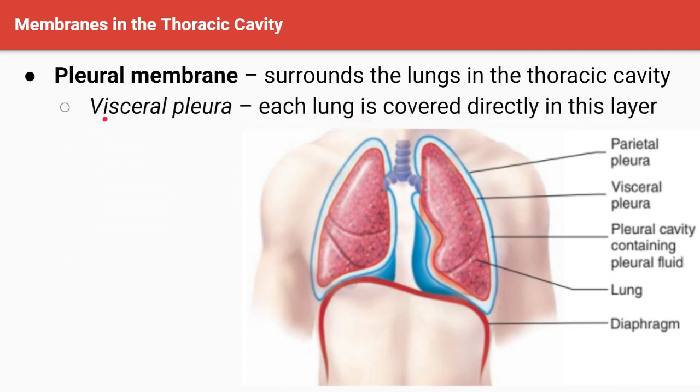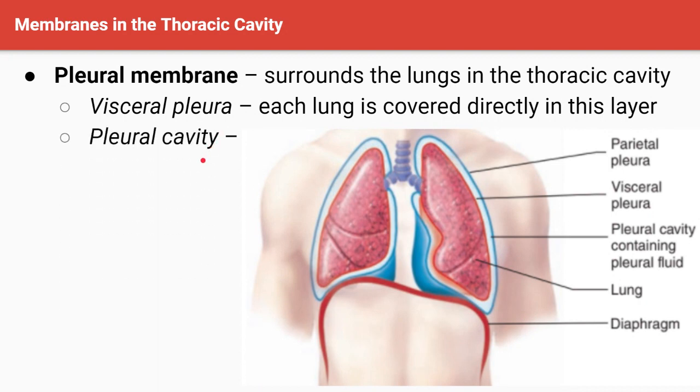So again, think of the vocabulary. I have a visceral pleural membrane. Visceral pleural is going to be directly surrounding the heart. Okay, so it'd probably be this little thin red line right there. Not the heart, the lungs.